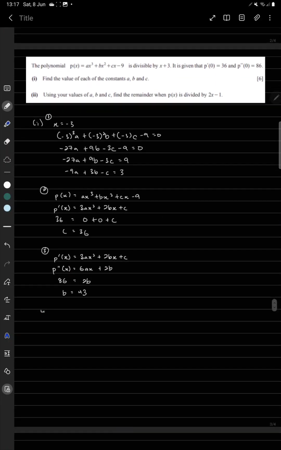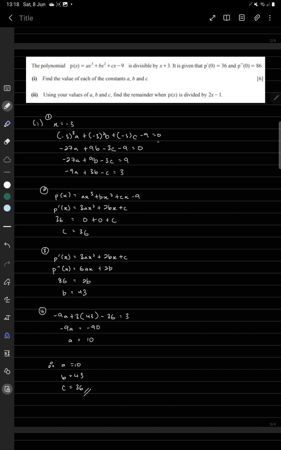Alright, so let's move on to the next part. Let's substitute all these values. Negative 9a plus 3 times b, which is 43, minus c, which is 36, is equal to 3. Then we have negative 9a is equal to negative 90. Then we have a is equal to 10. So now let's finalize. We have a is equal to 10, b is equal to 43, and c is equal to 36.